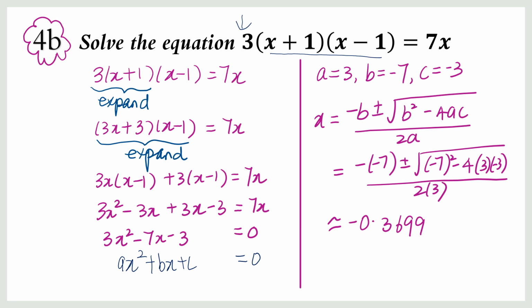Now, in this question, you are not told about the degree of accuracy. So if you're not told about the degree of accuracy, usually we will express our answer to 3 significant figures. And then the second answer will be 2.703, expressed to 3 significant figures will be 2.70.